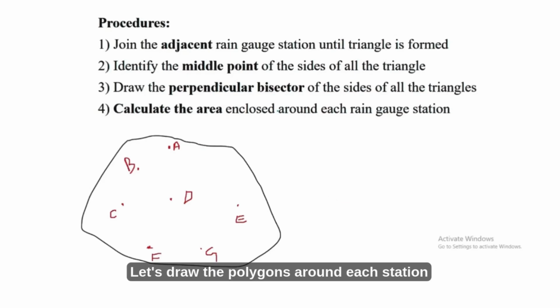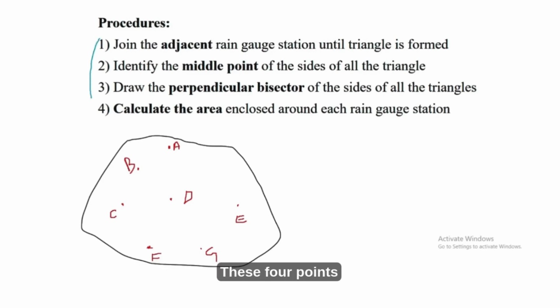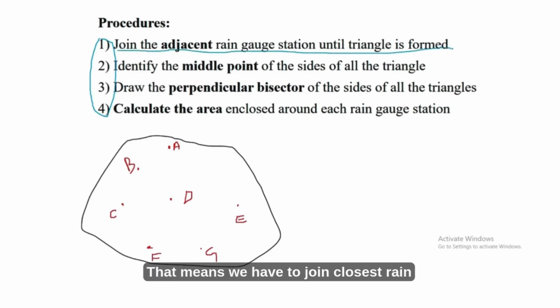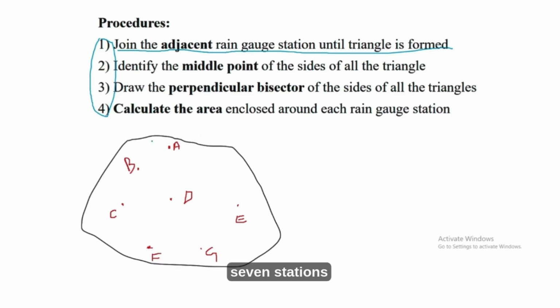Let's draw the polygons around each station. These 4 points outline the procedures to develop polygons. So the first step is to join the adjacent rain gauge stations until a triangle is formed. That means we have to join the closest rain gauge stations to each other to develop triangles. Let's try with these 7 stations A, B, C, D, E, F and G. So here A is closest to B, so join A and B.